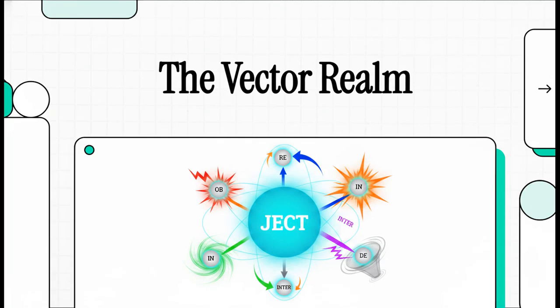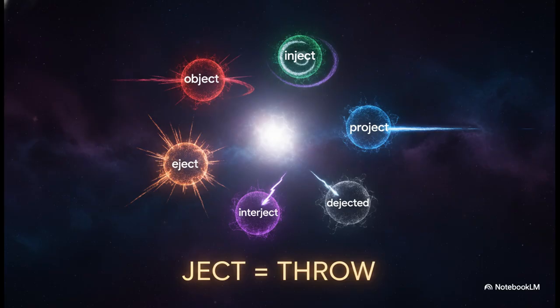Welcome to today's explainer. We're journeying into what I like to call the abstract vector realm to uncover the hidden physics of the English language. We aren't just looking at words today. We're actually going to look at the invisible forces that build them. So what if I told you all these floating words? Object, reject, inject, project, eject, interject, dejected, are powered by a single ancient force.